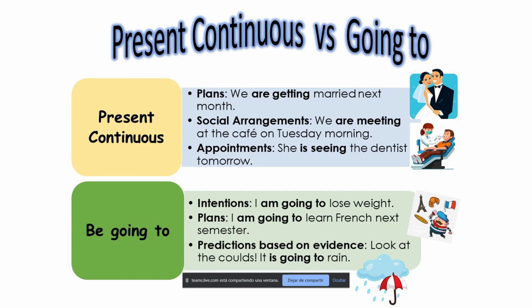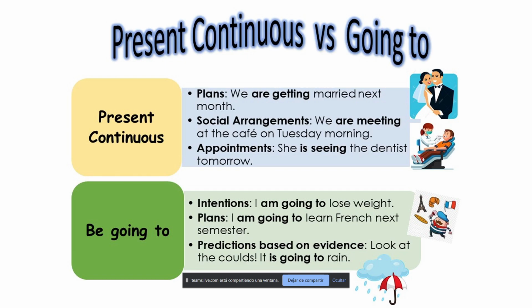Ok, segurísimo sí va a pasar, ¿no? We are getting married next month. Pero es más común que se utilice para intenciones que no sabemos o no estamos seguros que van a pasar, para utilizar presente continuo como futuro. ¿Ok? And the last use of be going to is to talk about predictions.